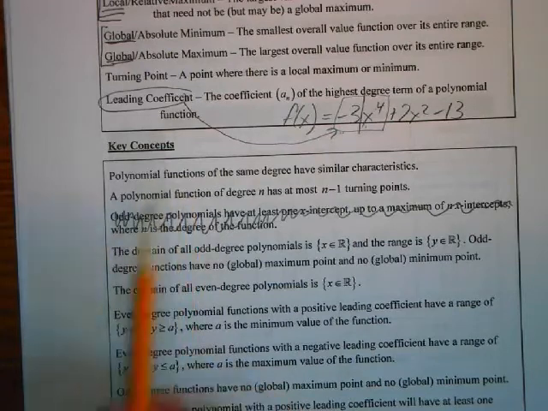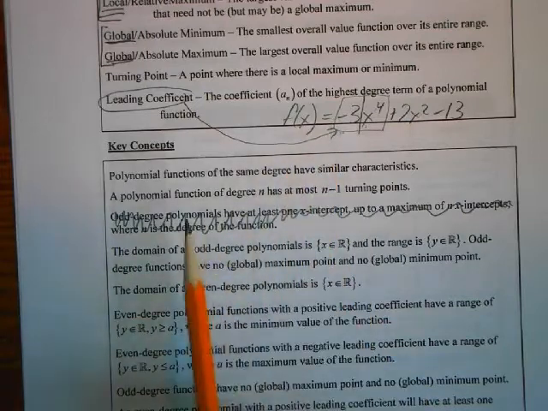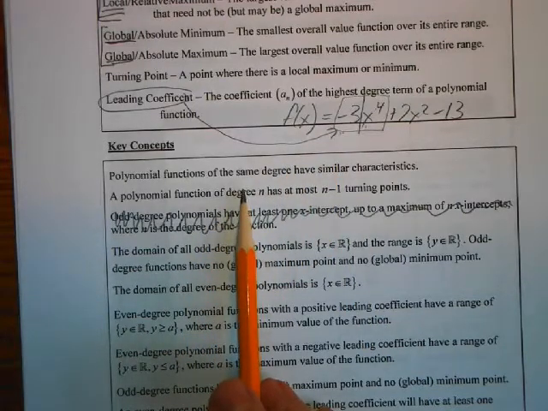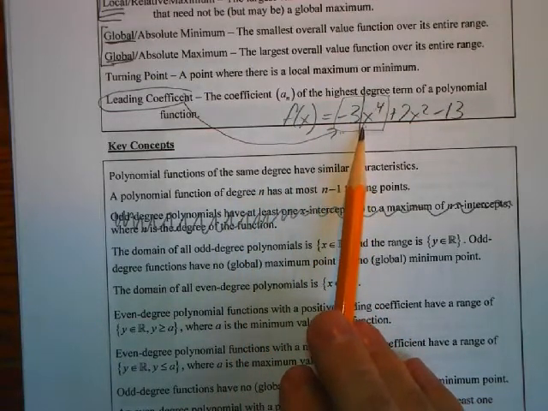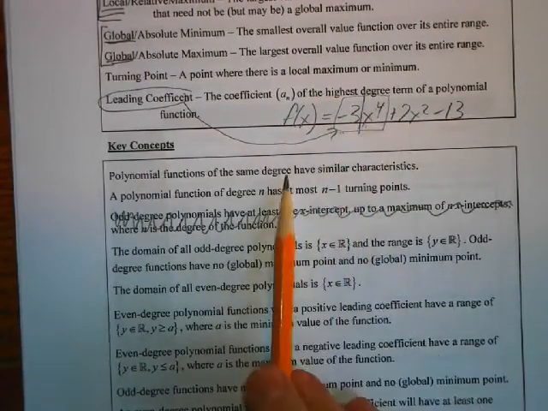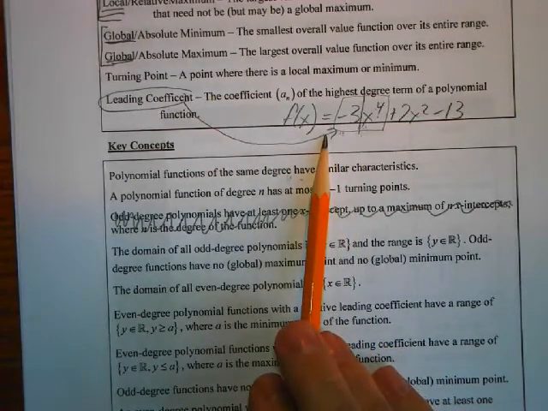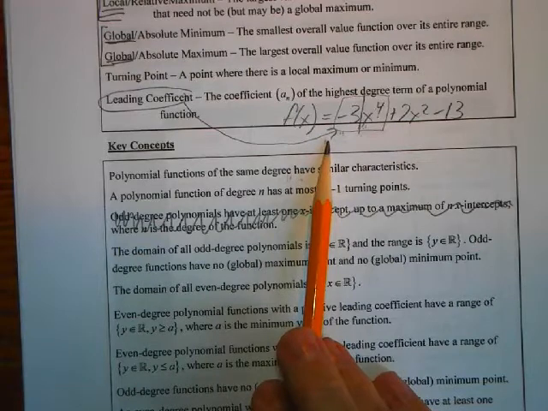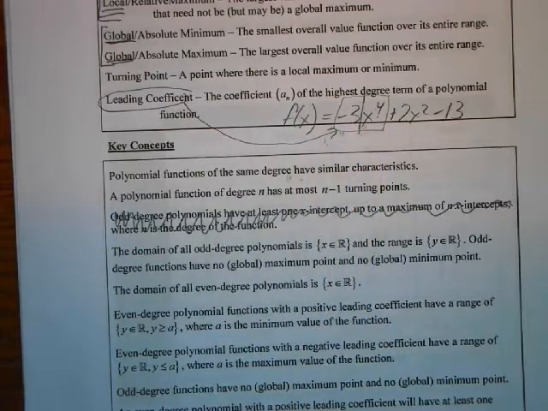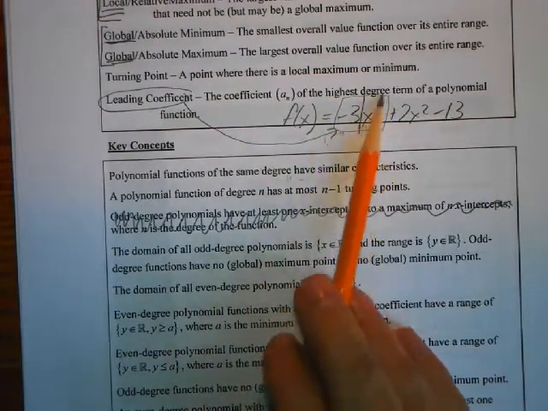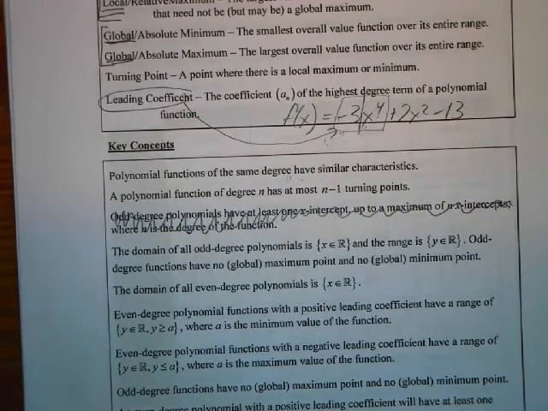So the first two are some basic quick definitions. Polynomial functions of the same degree have similar characteristics. What that means is any polynomial function that has the same degree, where the leading term has the same exponent, for example this function here, would have certain attributes very similar to another function, g of x equals 8x to the fourth. As long as x to the fourth was the highest degree term, they're going to share some attributes, and we're going to learn about that later on.